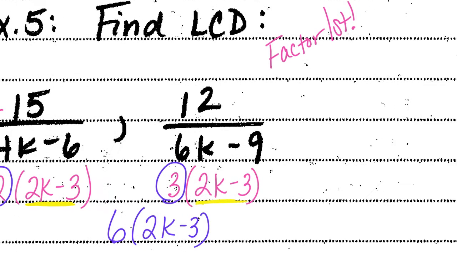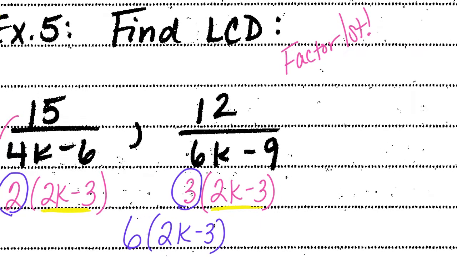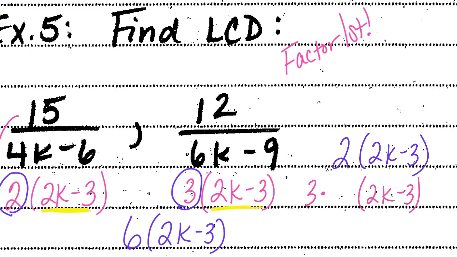Now, like we did last time, if you want to go ahead and line this up, remember that we have 2 times 2k minus 3, and we had 3 times 2k minus 3. So it might help you to line it up again. We're going to use this once, and this once, and that is where we get 6 times 2k minus 3.